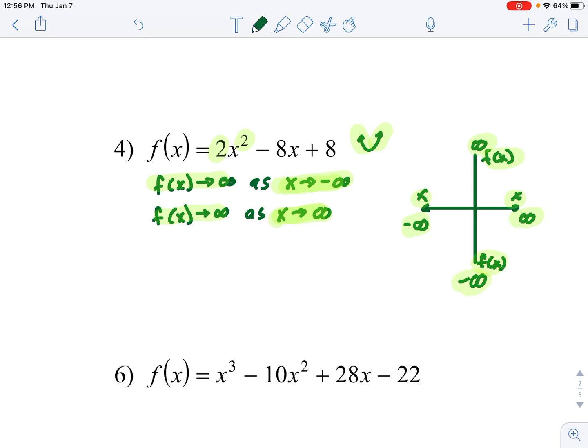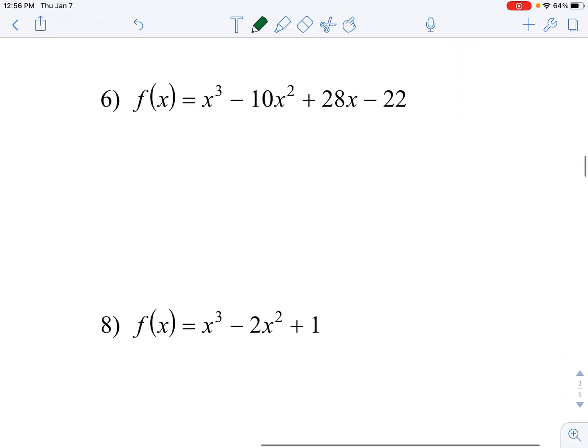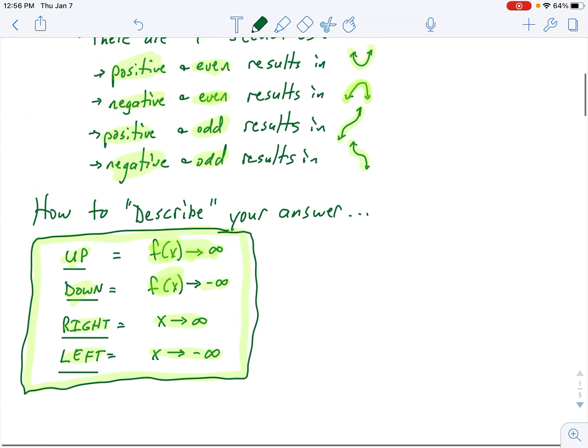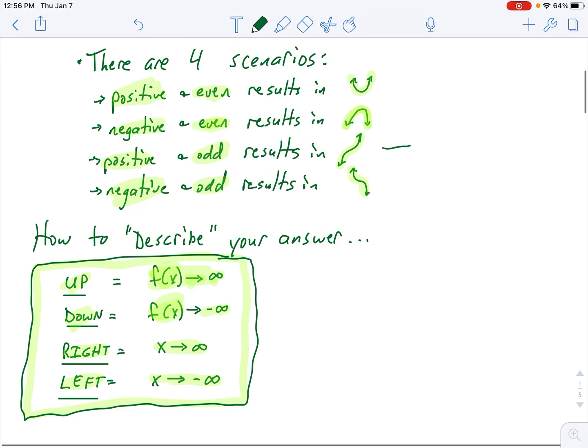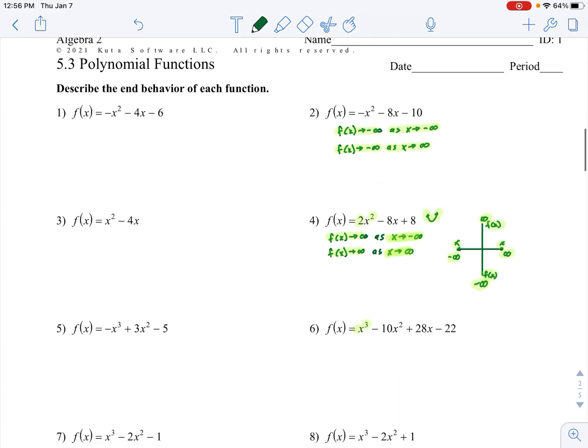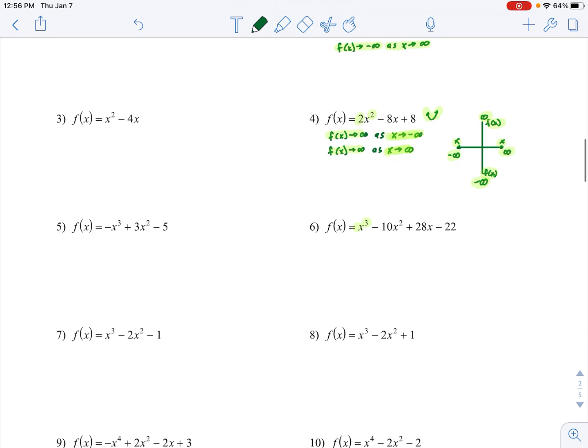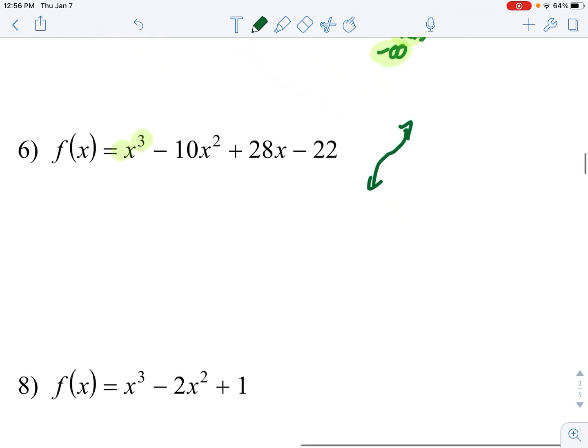So that's where we're getting all this from. All right, let's look at number 6. So again, lead coefficient positive, degree odd. Now, positive and odd, in case you forgot, is this scenario right here. So we are looking at a graph that does this. Can you say in words what the end behavior is? Where do the arrows point? The left arrow seems to point down, the right arrow points up.